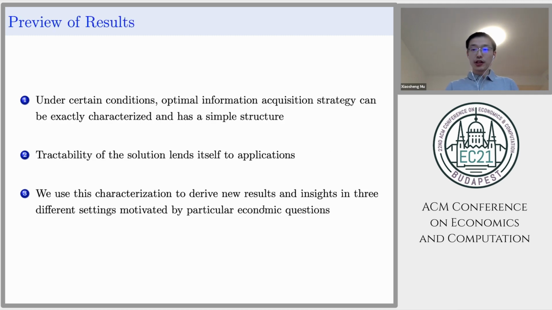So here is a quick summary of the results in the paper. What we show is that under certain conditions, the optimal information acquisition strategy can be exactly characterized and has a simple structure that I'm going to describe to you later. The tractability of this solution and the model lends itself to various applications, a few of which we illustrate in the paper. In particular, we use this characterization of the optimal information acquisition strategy to derive new results and insights in 3 different economic settings, which I'm going to summarize toward the end of the talk.